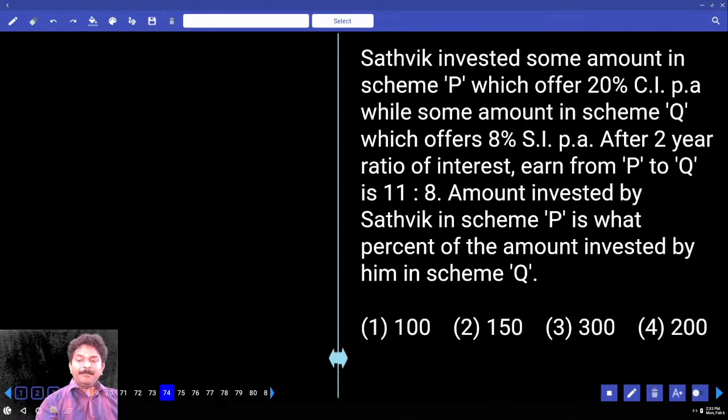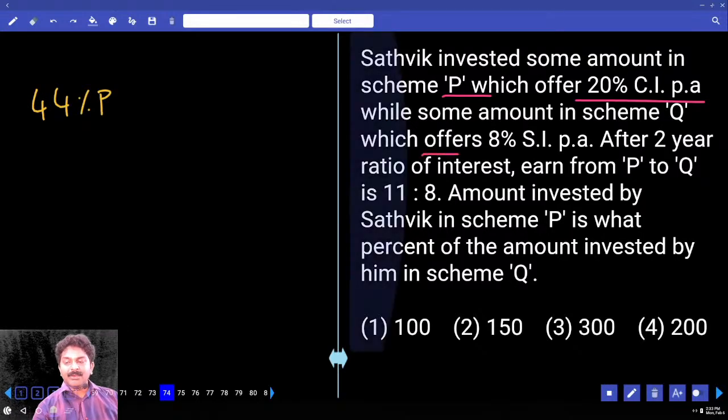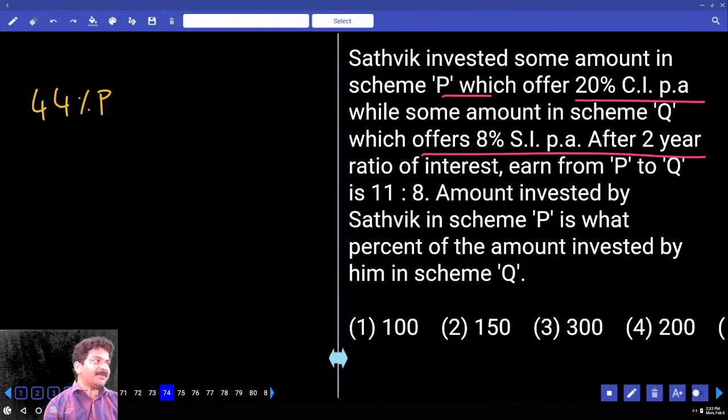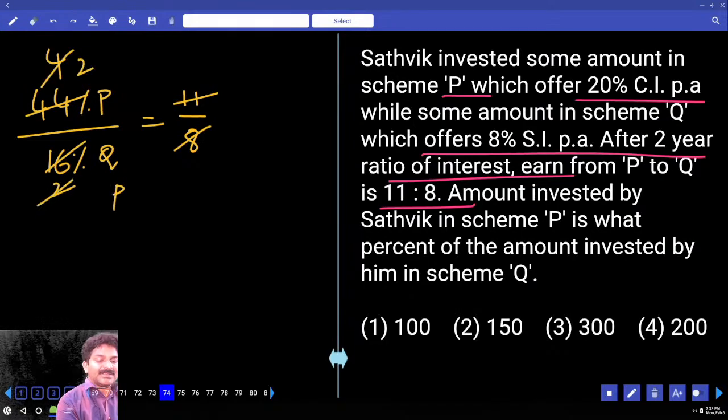Okay, right. P offers 20% per annum compound interest. What is the compound interest for 2 years? 44% of P. And Q is invested at 8% per annum simple interest for 2 years. How much interest will we get? 16% of Q. These are the interests from P and Q, and they said the interests are in the ratio 11:8. This is 11 by 8. The percentages get cancelled. 11 is 4 times, 8 is 2 times, 2 is 2 times. That means P by Q is equal to 1 by 2.